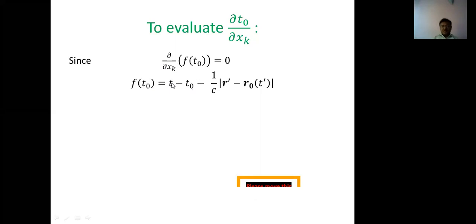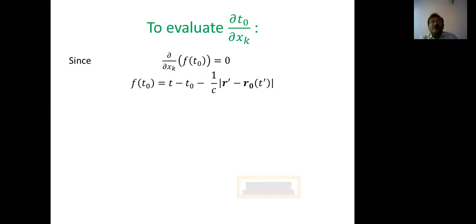What do you think? 0. ∂/∂x_k of t, that will be 0, right? Yes, sir. So this is 0 minus ∂t₀/∂x_k minus 1 by c ∂/∂x_k of R. This is capital R, the scalar quantity, and that equals 0, and then you play with that, and finally you will get the result. Basically, we have already done that part.